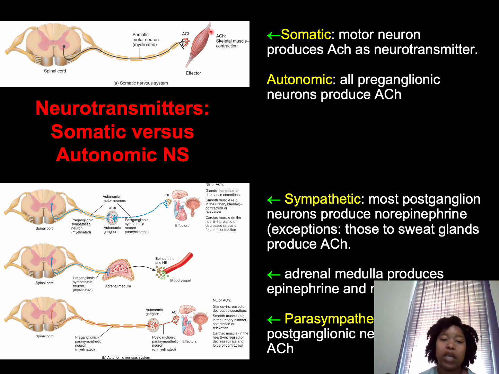So when it's talking about just the one neuron doing something, that's when you're going to be looking at acetylcholine. But when you see these specific sympathetic and parasympathetic branches, that's when you might have some differences. So like we said, the sympathetic one will have norepinephrine, except for the sweat glands, they'll be doing acetylcholine, but the parasympathetic postganglionic neurons will have acetylcholine.